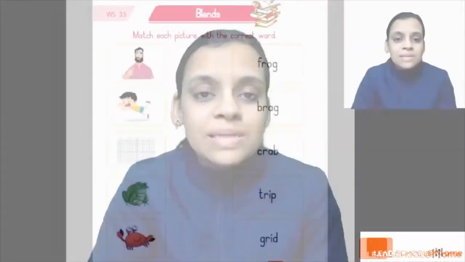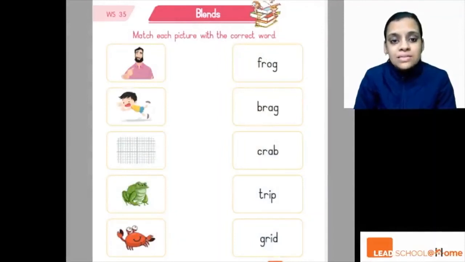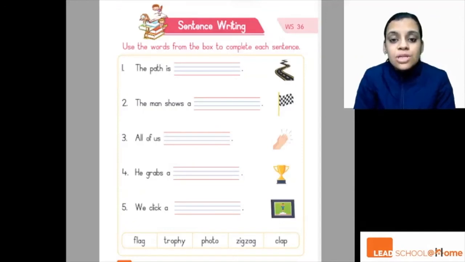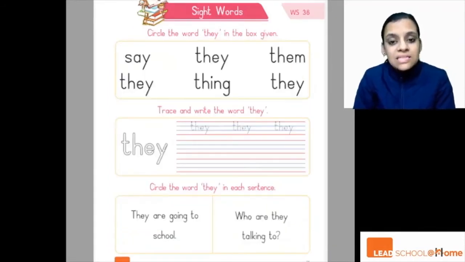Dear parents, today in theme we discuss with the child how we communicate with each other, in which we show them why we write letters to each other. In phonics, we completed a worksheet on blends in which we match a picture with the correct word. In writing, today we help the child in completing a worksheet on sentence writing, in which the child used the words from the box to complete each sentence. In sight words, we help the child in completing a worksheet on sight word day.